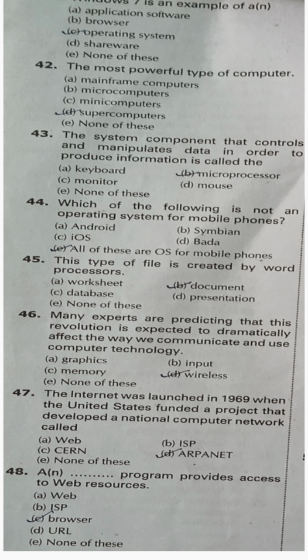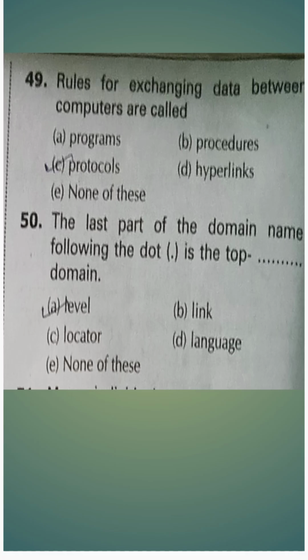47. The Internet was launched in 1969 when the United States funded a project that developed a national computer network called ARPANET. 48. A program provides access to web resources. C. Browser. 49. Rules for exchanging data between computers are called C. Protocols. 50. The last part of the domain name following the dot is the top domain level.